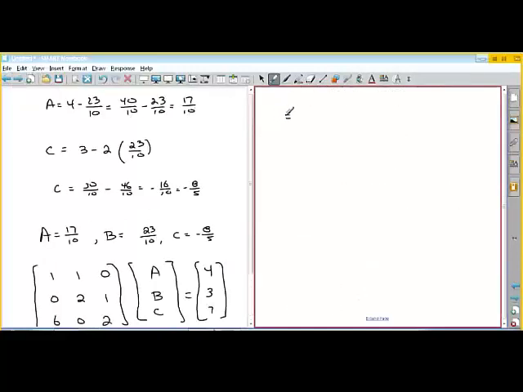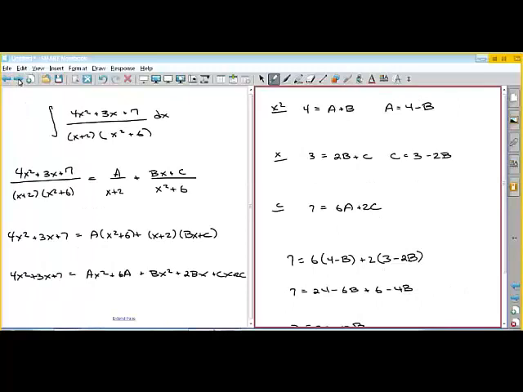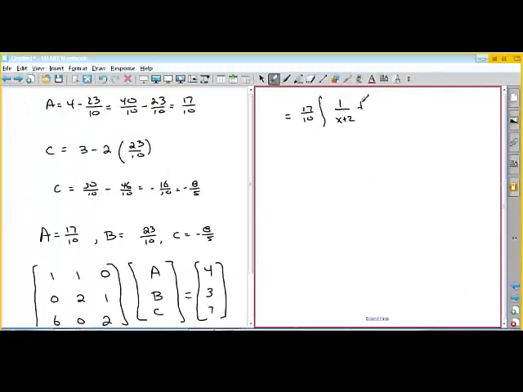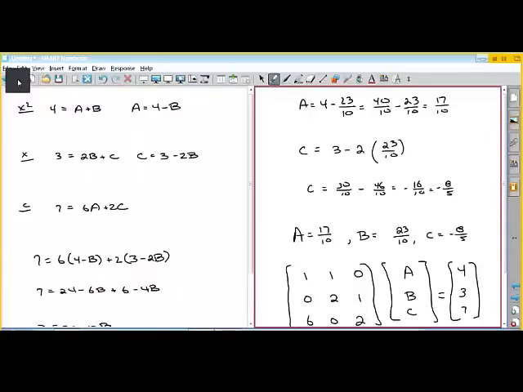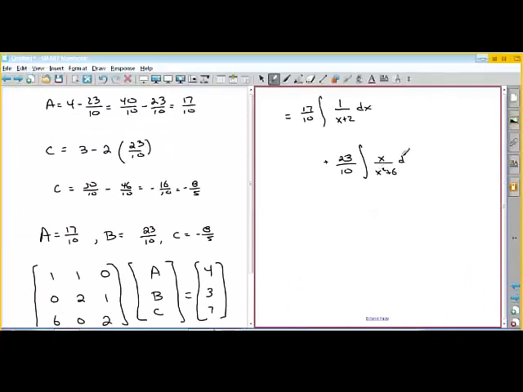So my final integral here is going to be, you take your first coefficient, 17 tenths. That's going to be the integral of 1 over the linear factor, which is x plus 2 dx. And I take my next coefficient, which is 23 tenths, and that is going to be multiplied by x over the quadratic term, which is x squared plus 6 dx. And then the third term is negative 8/5, the integral of 1 over x squared plus 6 dx. So originally I had Bx plus C over this whole thing, and I broke it up, so I just took the coefficients and took those out front.